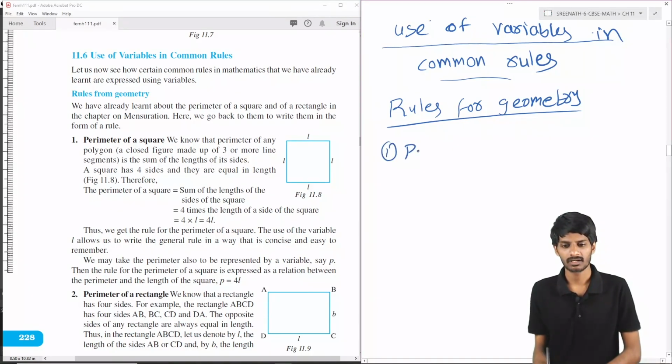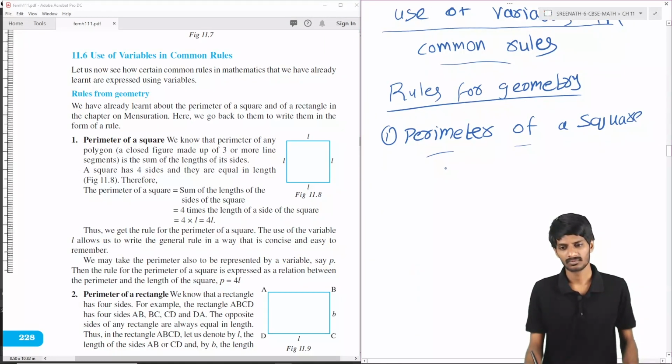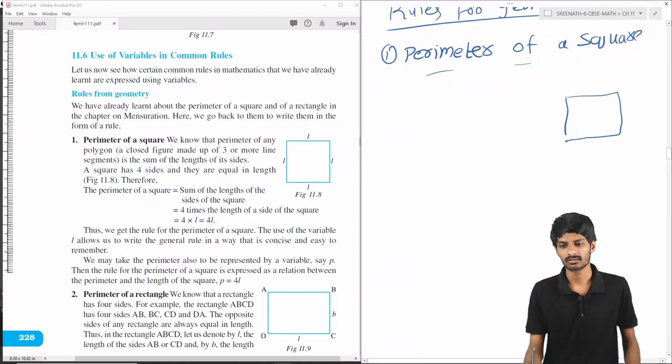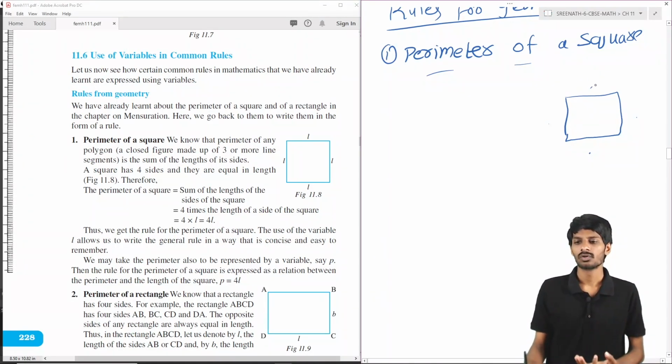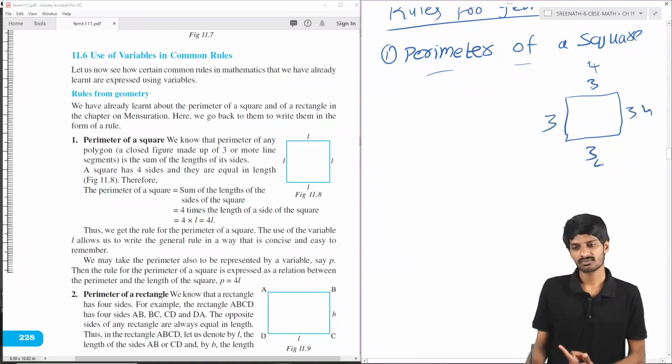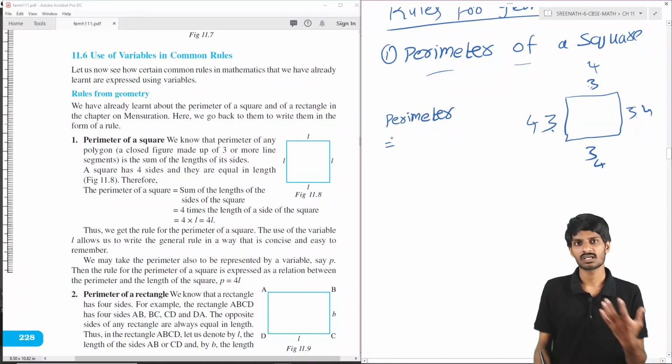First is the perimeter of a square. If there is a square, students, we know that in a square each side length is the same. If one side is 3 units, 3 centimeters, every side is the same. If it is 4, every side is 4. So if anybody asks you for the perimeter, what will you do? You will add all these. Perimeter is equal to the sum of the lengths of the sides.